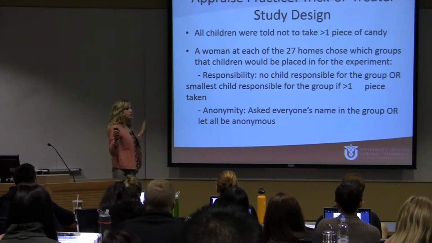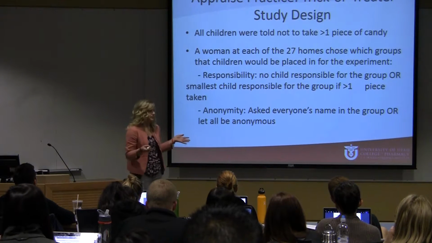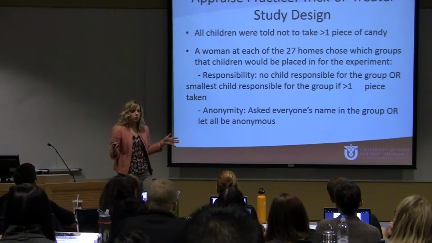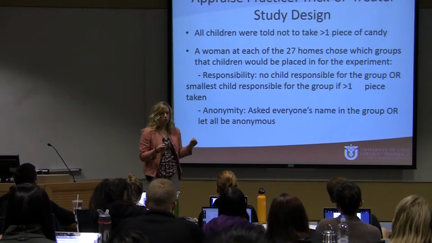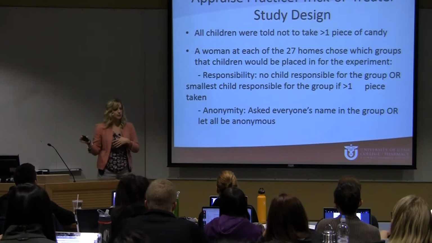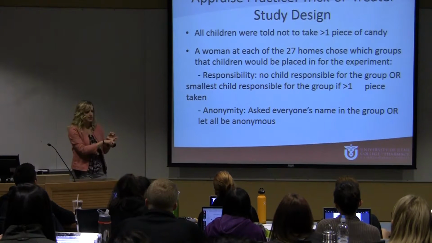Okay, so all children, no matter what, were told not to take more than one piece of candy. So everyone was told that. And then there was a woman at each of the 27 places, and she chose which groups the children would be placed in. So when they came to the door, each woman said, okay, there's either going to be a responsibility or an anonymity factor.